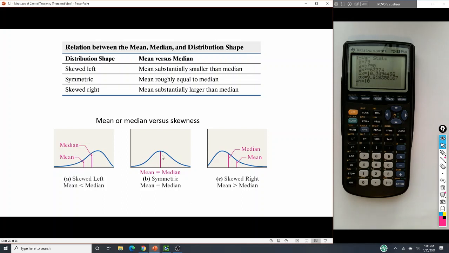Now, if it's symmetric, the mean is good. But if it's skewed left or right, our mean isn't where the bulk of our information is. It's over in the tail, okay? Whereas the median will always be in the middle of our data, okay? So half of our information is bigger than the median, half of our information is smaller than the median with those, okay?